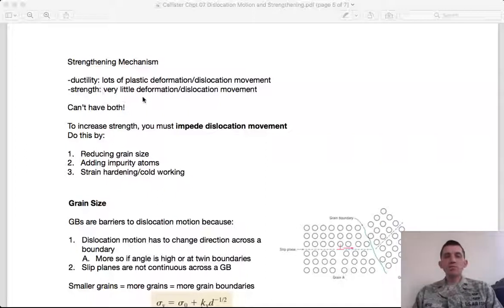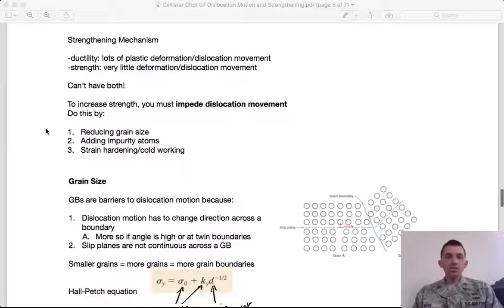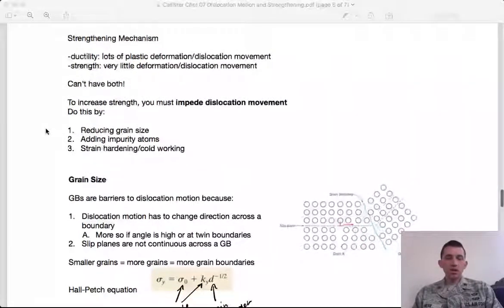Both the strength and ductility come from the same source, right? And so I can't simultaneously have lots of dislocation motion and very little dislocation motion. And so, right, you're going to make a choice.